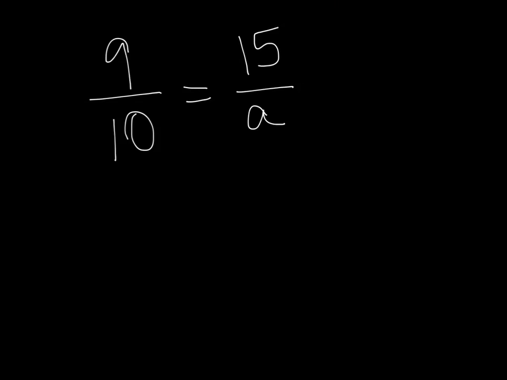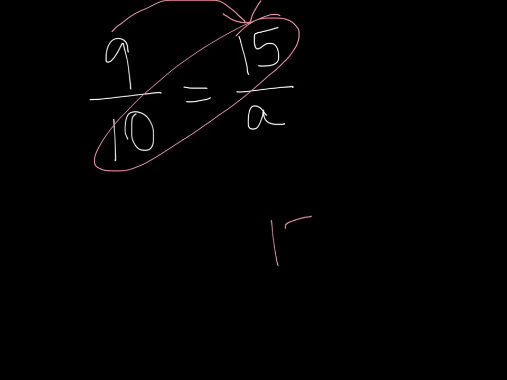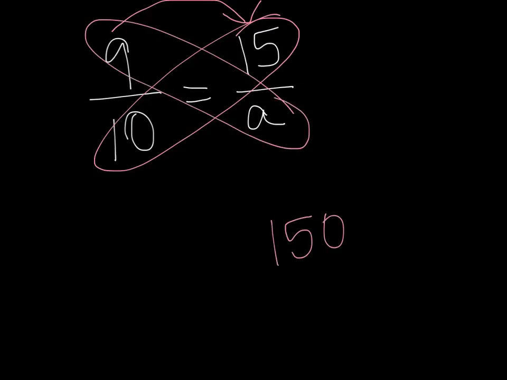Sometimes it's not so nice. I can't look at 9 and go, okay, what do I have to multiply 9 by to get 15? So, means and extremes would be our better option. 10 times 15 is 150, because I know y'all just added the 0. 9 times A, yep, that's right, is 9A. So I have 9A equals 150.